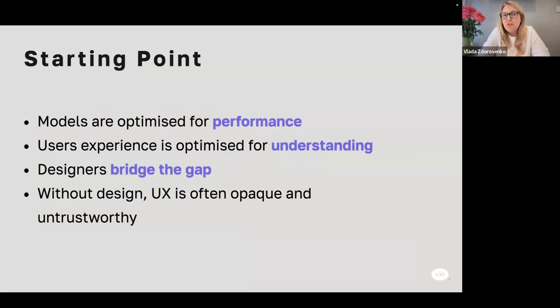So models are optimized for performance, user experience is optimized for understanding. Designers bridge the gap, and without design, it's quite hard for users to understand what's going on. There are a lot of tools on the market at the moment that are using agentic AI, AI agents, and generative AI, but it's not always clear what they are providing, what they are doing, how you use them. And sometimes I see online how people share their experience, that they ask for advice or use them as doctors. And it's quite confusing when the system can't provide clarity and limitations.